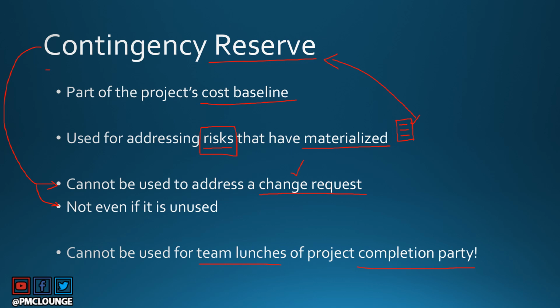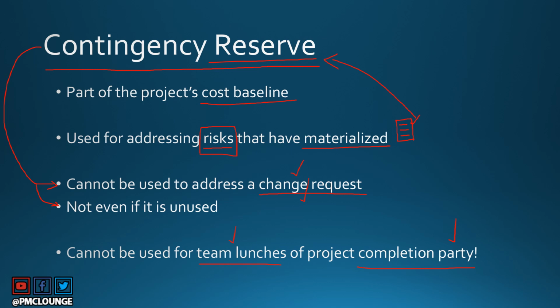So contingency reserve, very important to understand. This is the money set aside only for risks that have materialized. If no risk materializes in your project, or very few risks materialized and you have quite a big amount left in your contingency reserve, you are still not going to use it for change requests, team lunches, or the project completion party. It simply goes back to the company, to the sponsor, or wherever it came from. So that is what contingency reserve is all about.